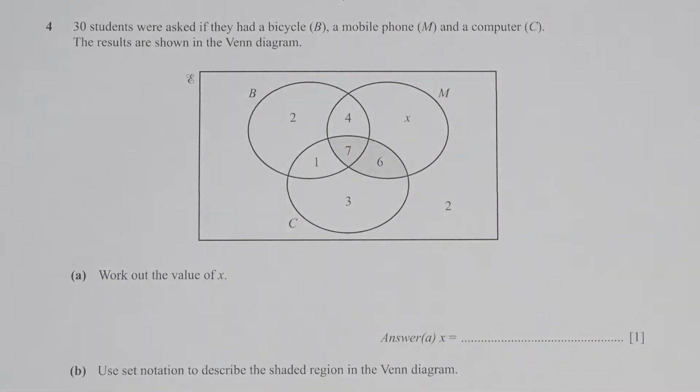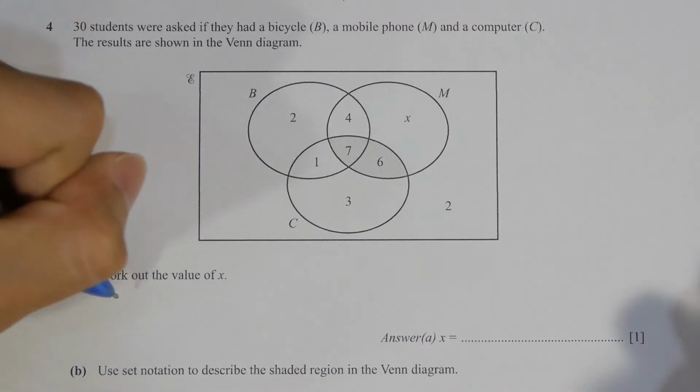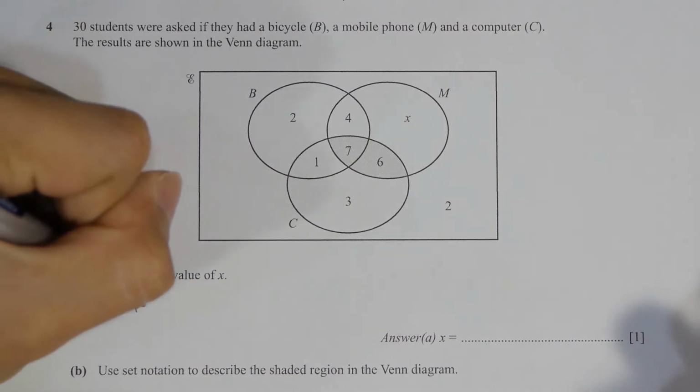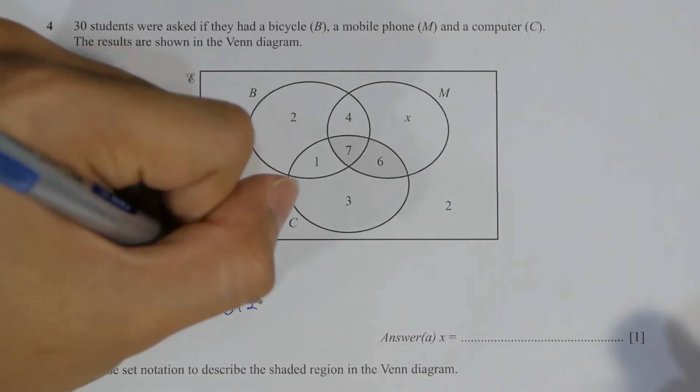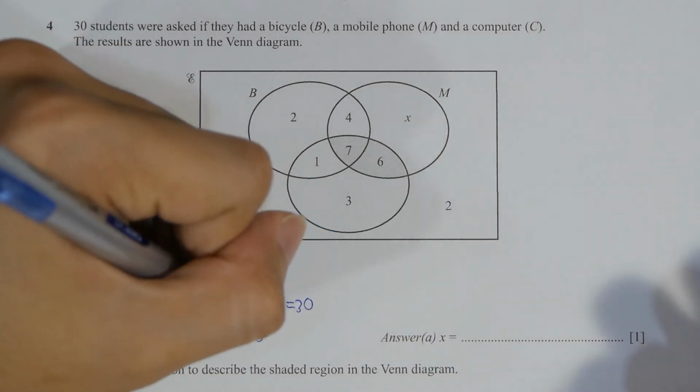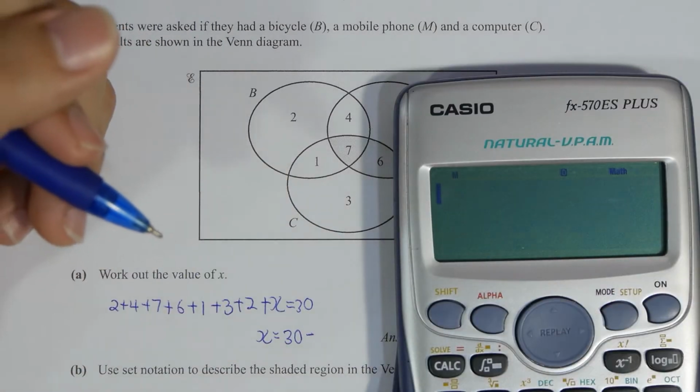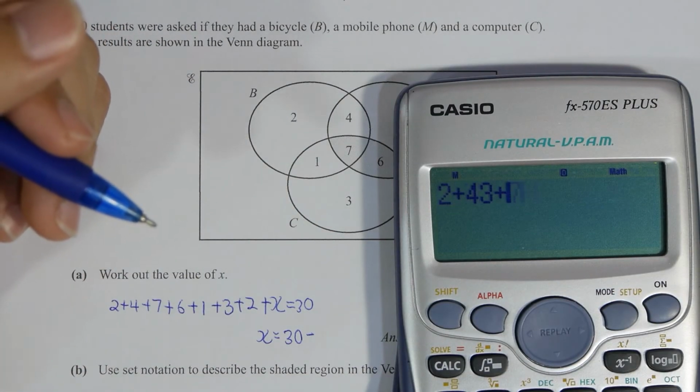Question 4a. Find the value of x. The total will actually be 30. Hence, you add everything up, it will be equivalent to 30. After you run the calculation, we get x equals 5.